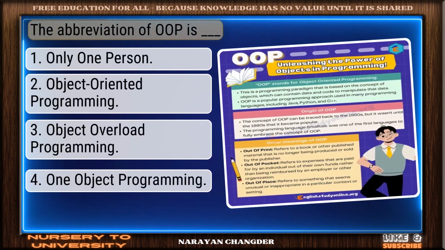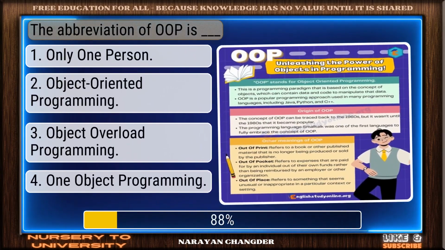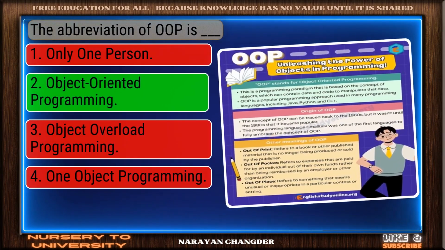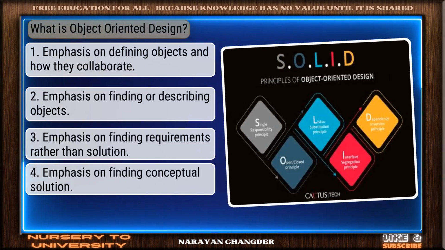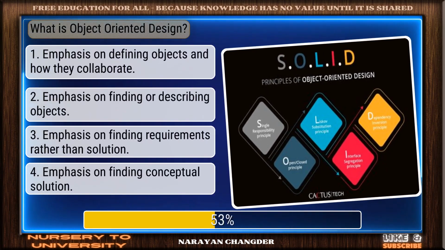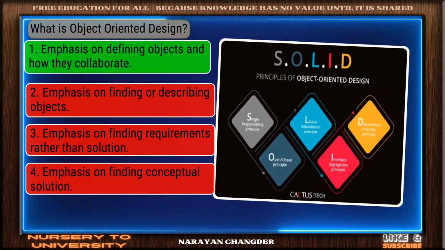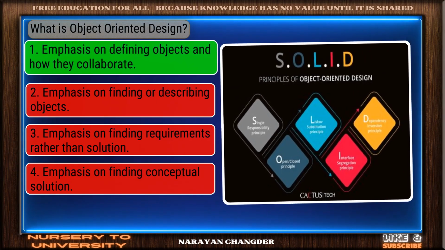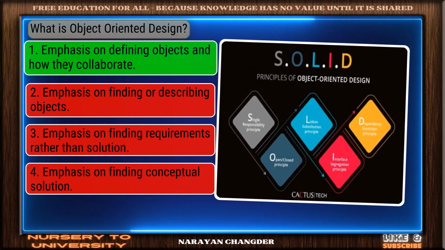Question number 60. The abbreviation of OOP is dash. Nicely done. Object-oriented programming is a solid answer. Question number 61. What is object-oriented design? Correct response. Emphasis on defining objects and how they collaborate is the most accurate answer.